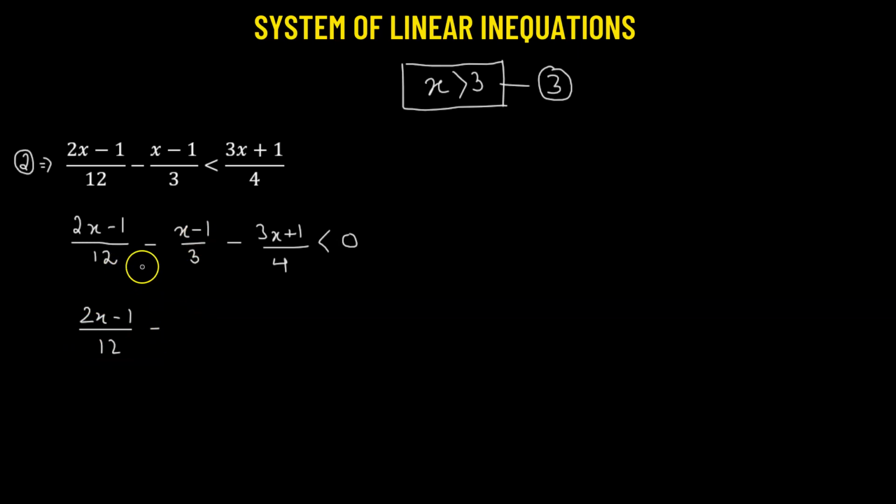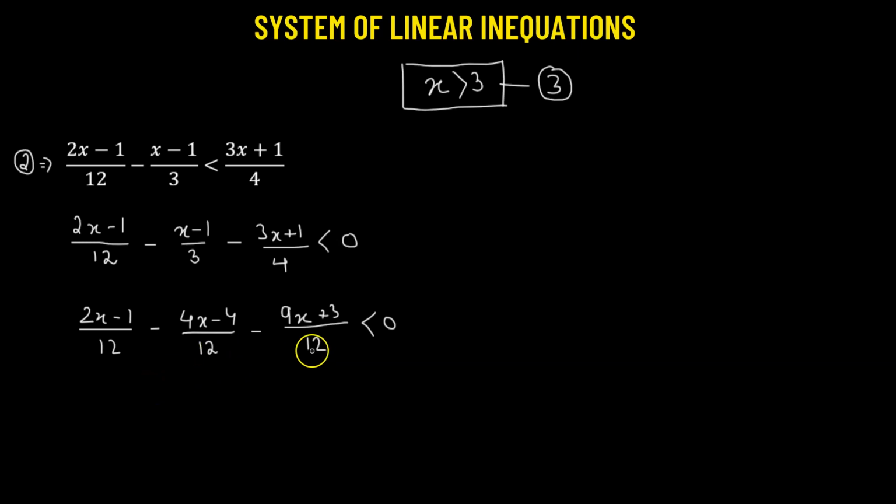If we consider the denominator of each of the three terms, the least common multiple will be 12. So we'll make the denominator of the second term and the third term 12. For the second term, we'll multiply both the numerator and the denominator by 4. That gives us 4x minus 4 divided by 12, minus, and to make the denominator of the third term 12, we'll multiply both the numerator and the denominator by 3. So in the denominator we have 12 and in the numerator we have 3 multiplied by 3x plus 1, which gives us 9x plus 3. This is less than 0.